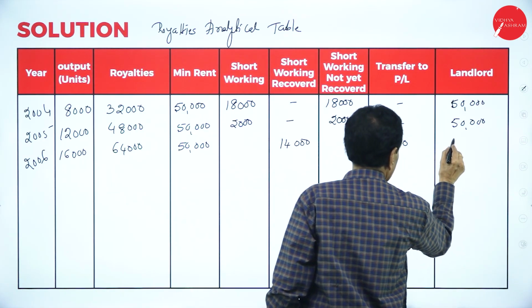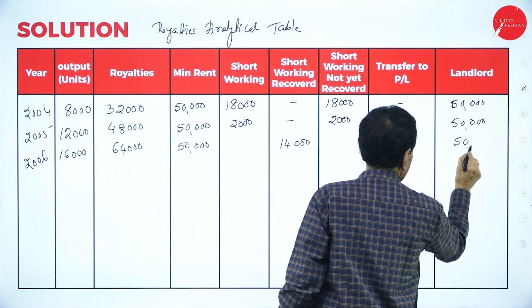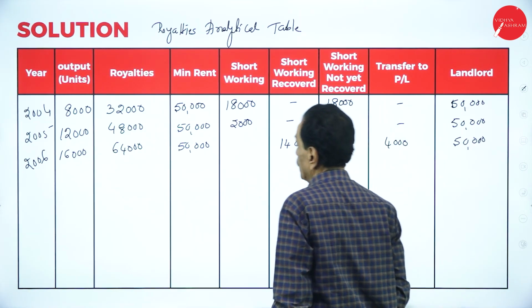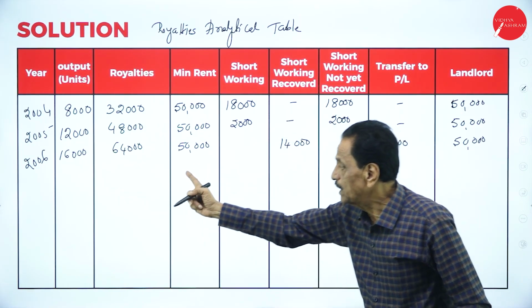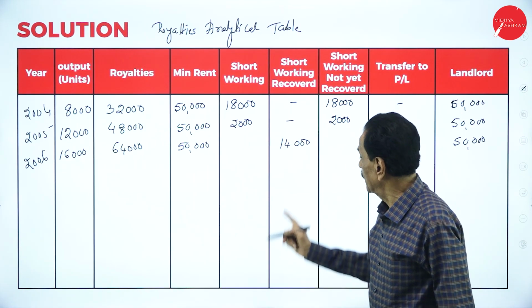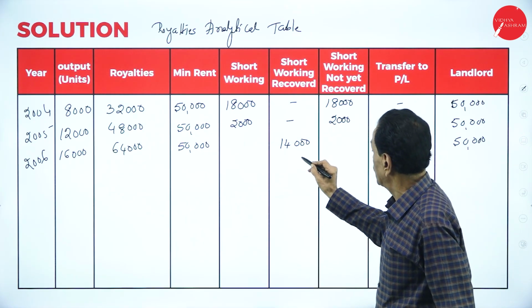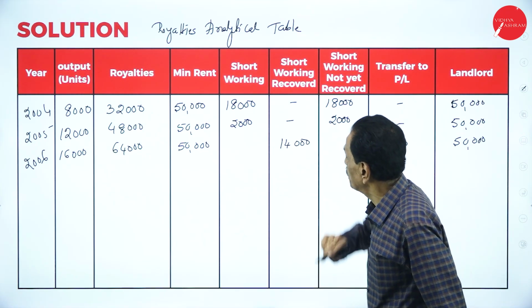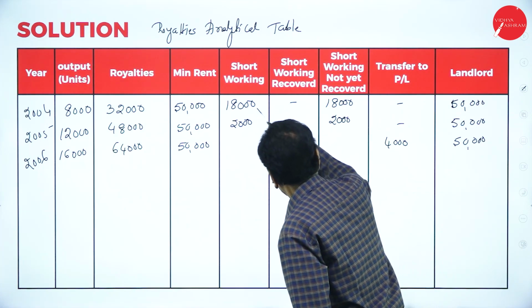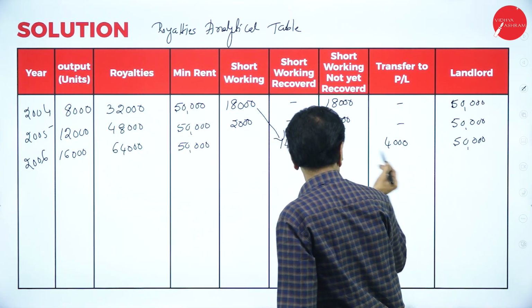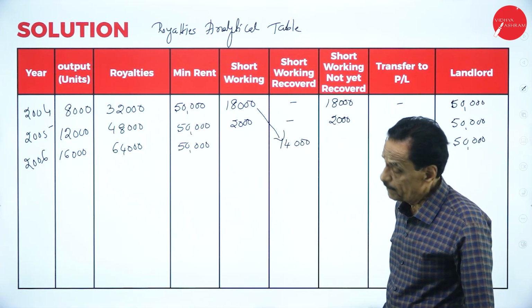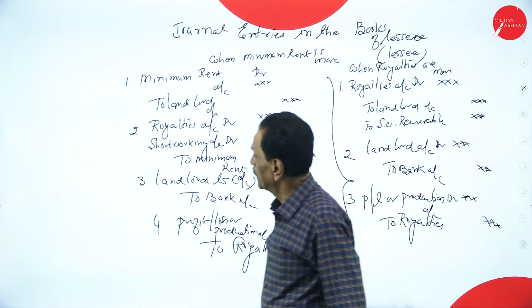Paid to landlord 50,000. This you have to pay, 50,000 you have to pay. How much excess is there? 14,000. That 14,000 is recovered. How much could not be recovered? 18,000, how much could not be recovered? 4,000. Come back to next year.